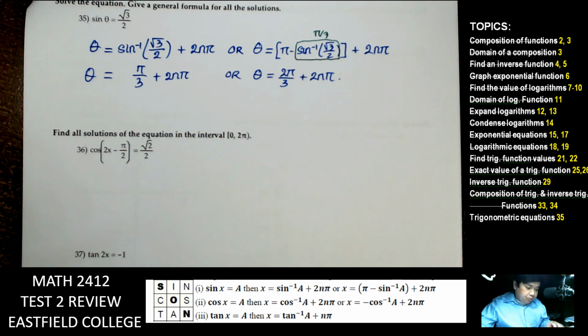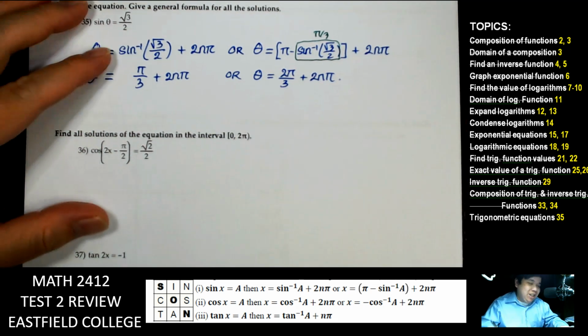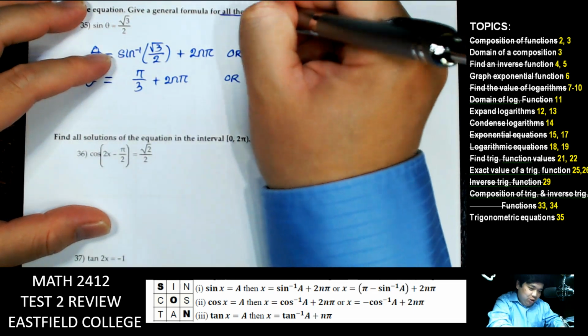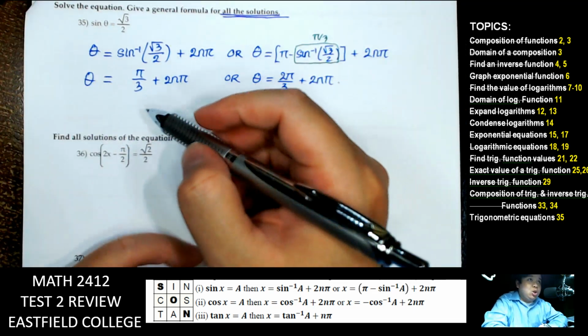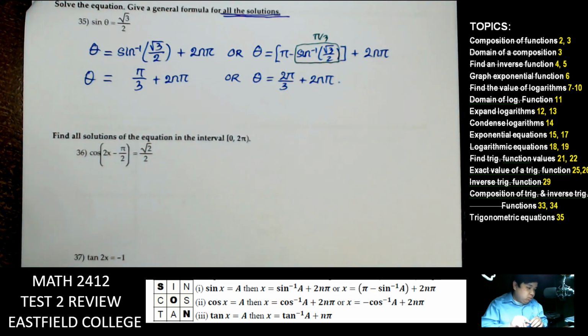What we determine next is, actually no, that's all we do. It is not a problem because we have all the solutions, and with all the solutions we just have plus 2n pi to it. So that's pretty much it for 35.